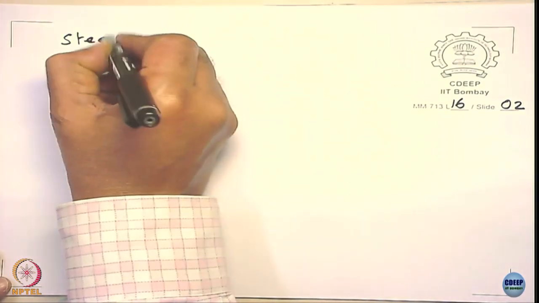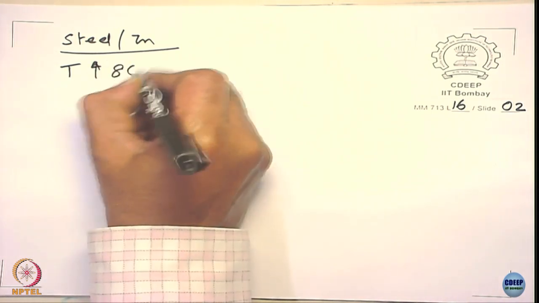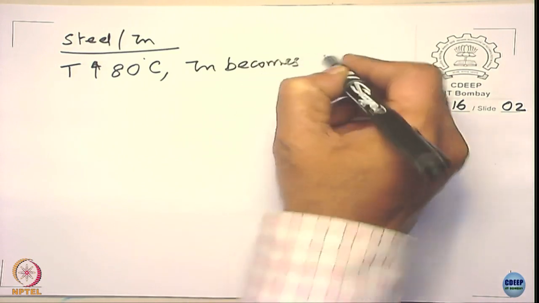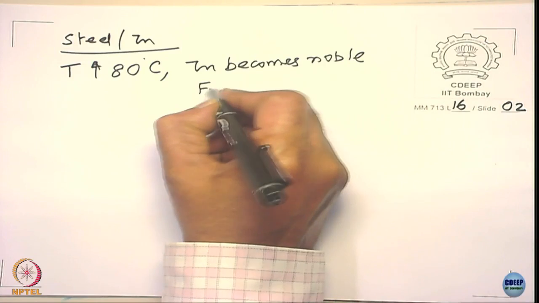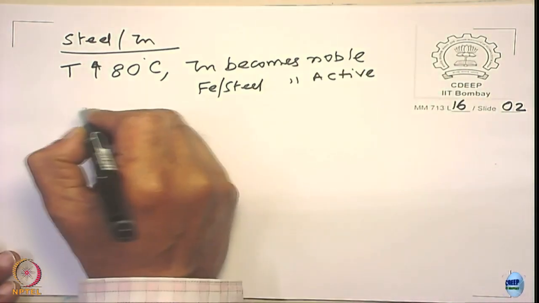We give some examples. Let's take the case of steel versus zinc here. And all of us know that galvanized steels, the zinc coated steels, zinc sacrifices and then steel gets protected, right. But if the temperature is increased, if it goes beyond 80 degrees Celsius, zinc becomes noble and iron, steel, becomes active. And this is called galvanic reversal.